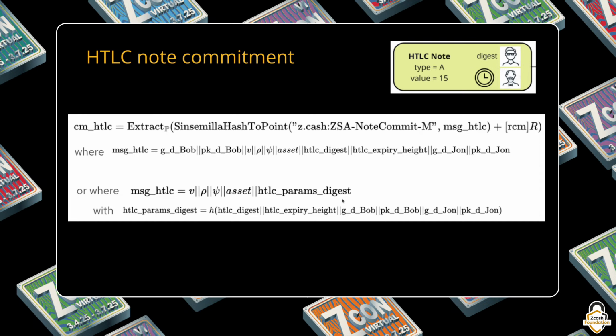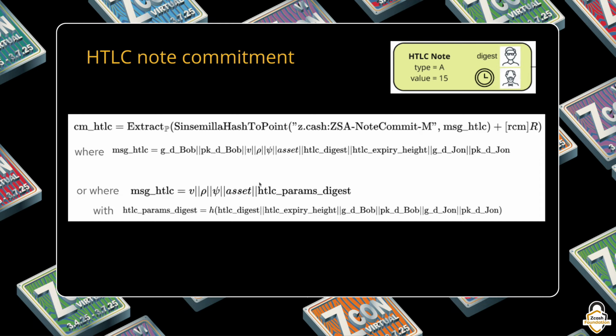I will not go into details now, but there is a trade-off between privacy and efficiency in these two options. If we take the first option, we will be able later to keep all HTLC parameters private: the digest, the deadline, Bob and John public addresses. But the cost in the ZK proof will be higher because the message to hash is longer.